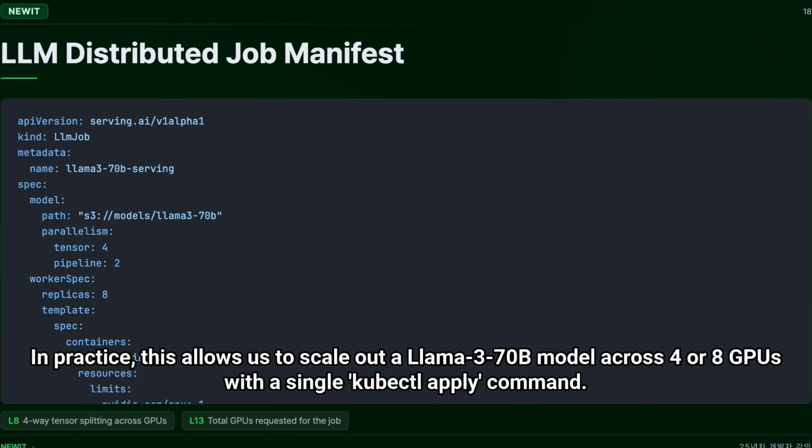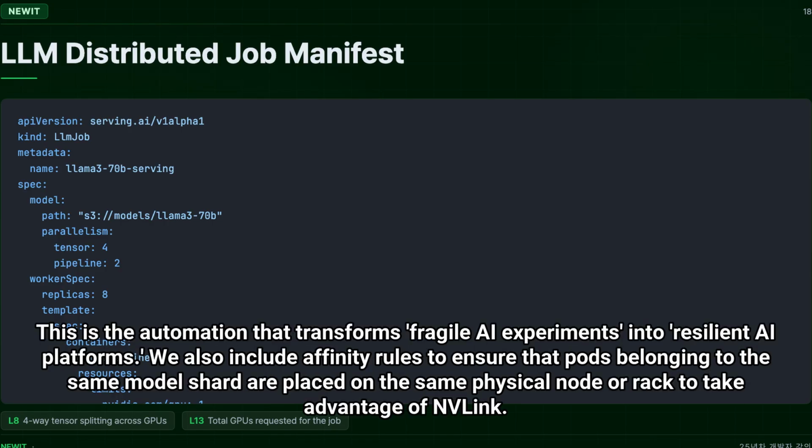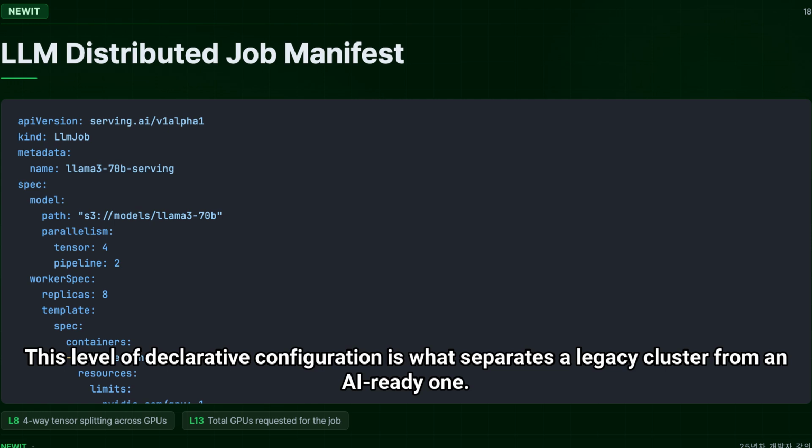In practice, this allows us to scale out a Llama 3 70B model across 4 or 8 GPUs with a single kubectl apply command. This is the automation that transforms fragile AI experiments into resilient AI platforms. We also include affinity rules to ensure that pods belonging to the same model shard are placed on the same physical node or rack to take advantage of NVLink. This level of declarative configuration is what separates a legacy cluster from an AI-ready one.